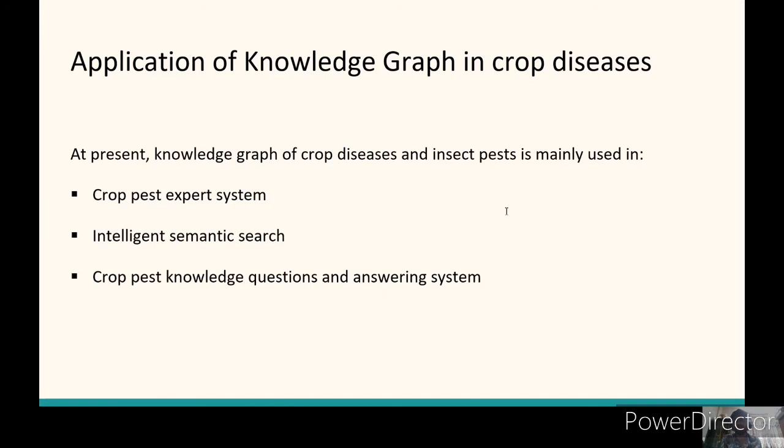Knowledge graph provides a more effective way for the expression, organization, management, and utilization of massive, heterogeneous, and dynamic large data information, which improves the level of intelligence and is closer to human cognitive thinking. At present, knowledge graph technology is mainly used in three things. They are CropPest Expert System, Intelligent Semantic Search, and CropPest Knowledge Question and Answering System. Let us briefly discuss each application one by one, starting with CropPest Expert System.